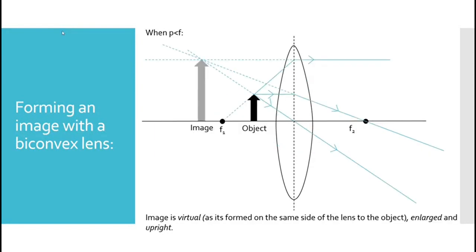In this last situation, when P is smaller than f, the image now shows on the same side as the object. The light rays need to be extended backwards, so the image is virtual, enlarged, and upright.